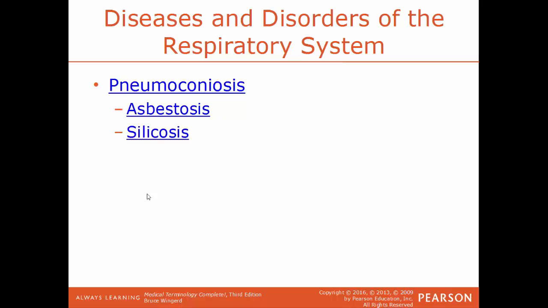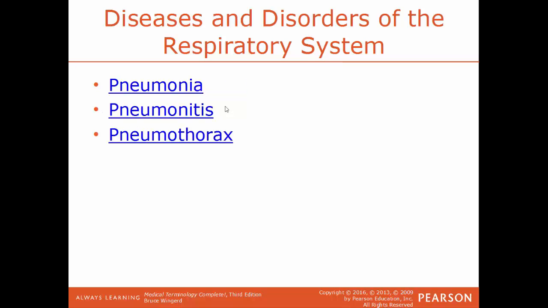An example of that would be the next two terms, asbestosis and silicosis. Asbestosis would be the disease resulting from the inhalation of asbestos particles, and silicosis would be a lung disease related to the inhalation of silica products in the air. Pneumonia is an inflammation of the lung that's either caused by a viral agent or a bacterial agent, and eventually the alveoli, the air sacs in the lungs, will become filled with fluid or pus and become solid.